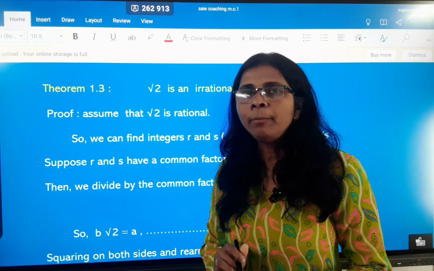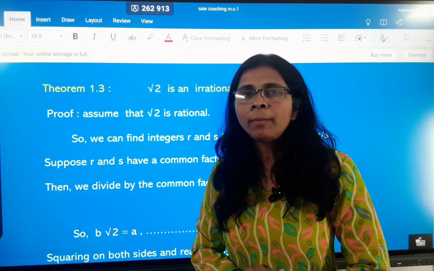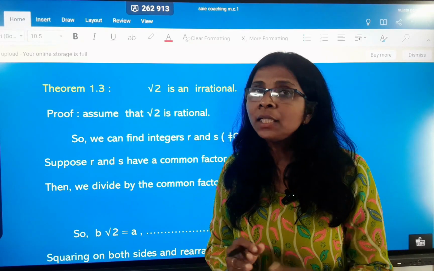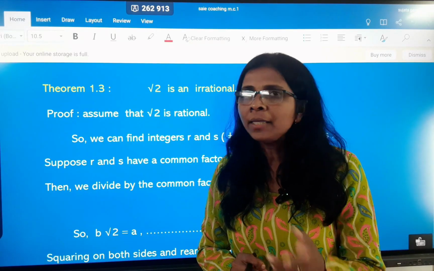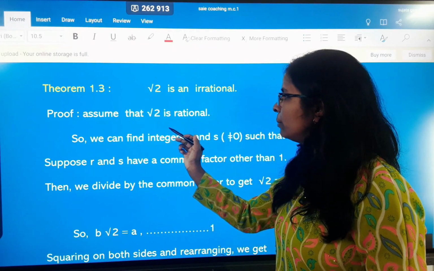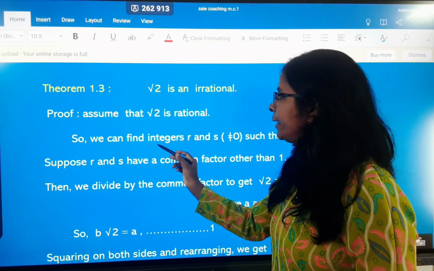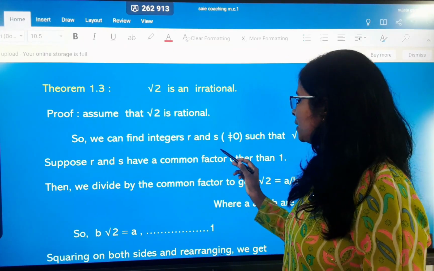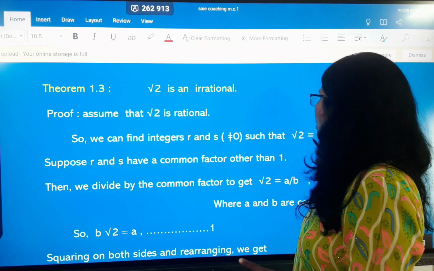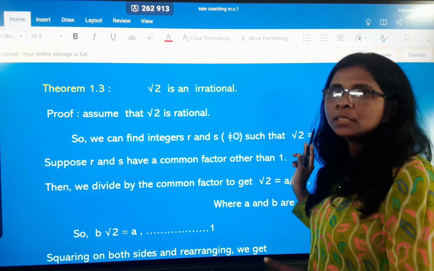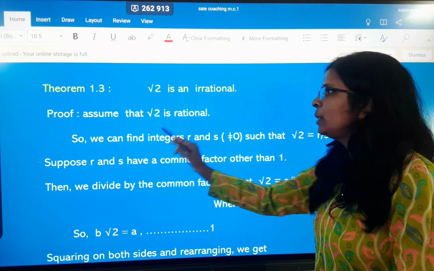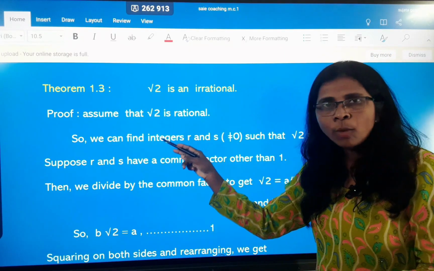Let us consider the contrary, that root 2 is not an irrational number. As it is not an irrational number, that means it is a rational number. So as root 2 is a rational number, then we can say that there are two integers R and S, S not equal to 0, such that root 2 is equal to R upon S. We can form root 2 in the form of R upon S.